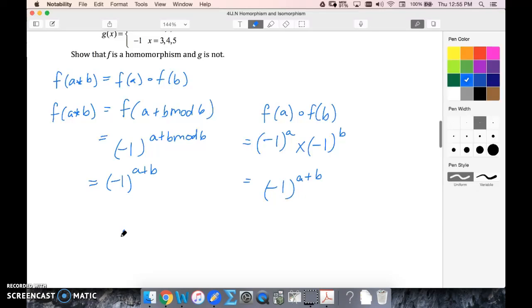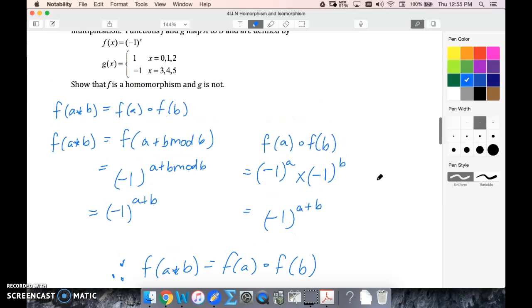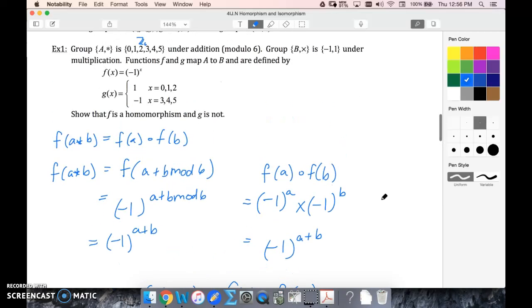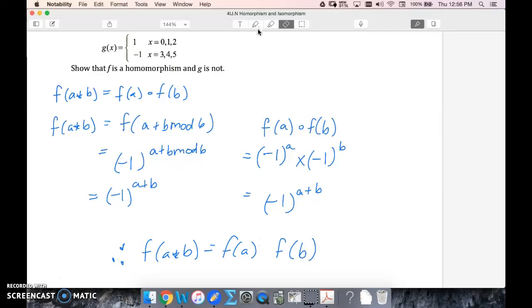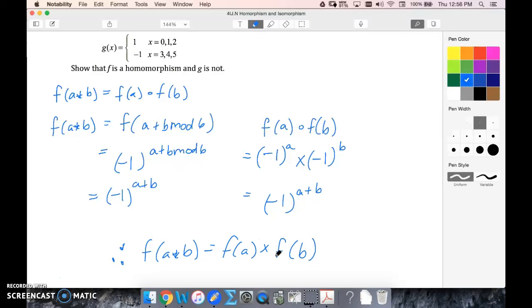So F of A star B is the same as F of A blob F of B. I could be using the multiplication symbol here as well because that's how I've got it defined up here. It'd probably be better if I was using that, actually. I'm going to come in and change it. So it is a homomorphism because this is true and our structure is maintained.